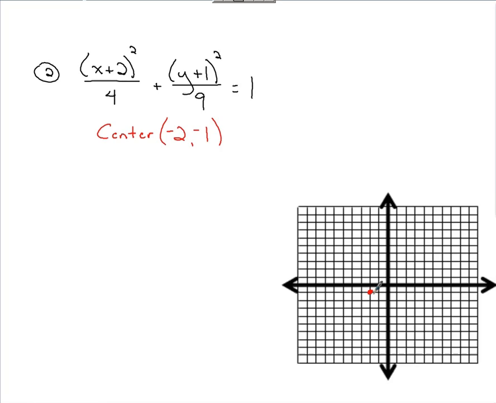Now let's look at the x radius. To determine the x radius, locate your x's up here. Let's see what's underneath the x's. You got a 4, so you're taking the square root of 4. X radius is 2. So from our center point, we're going to travel horizontally 2 units in each direction.